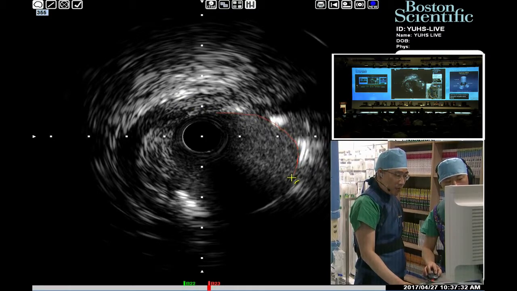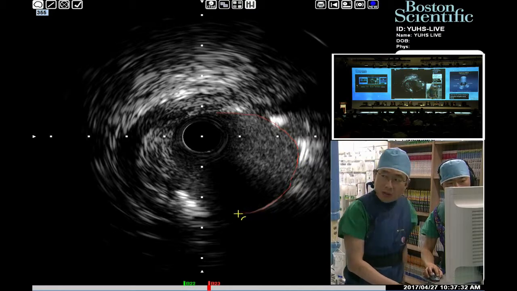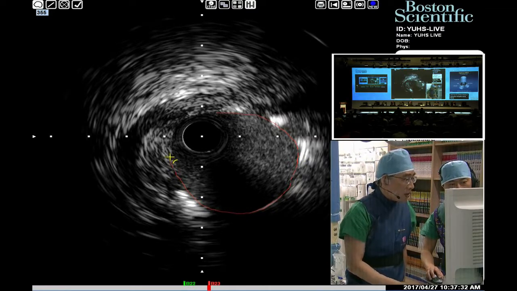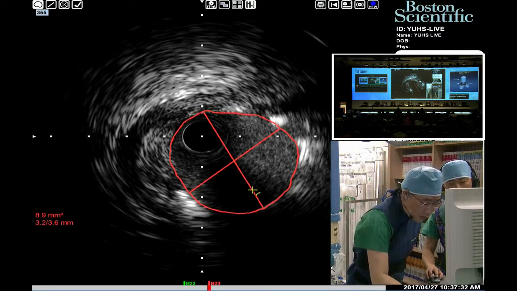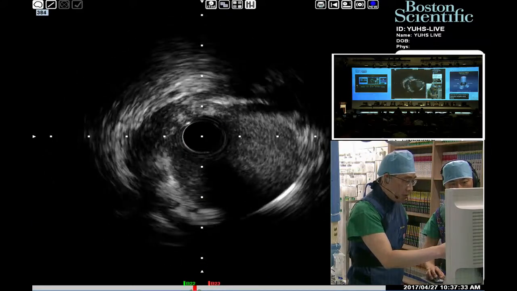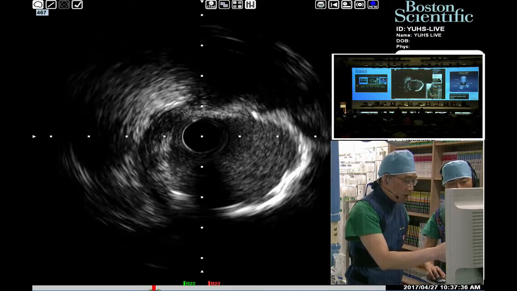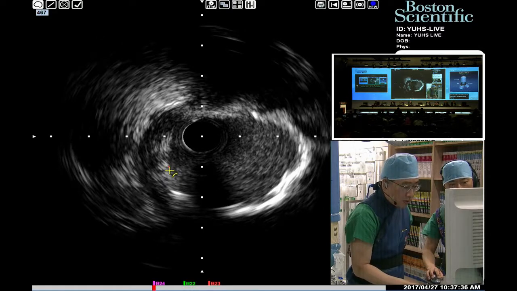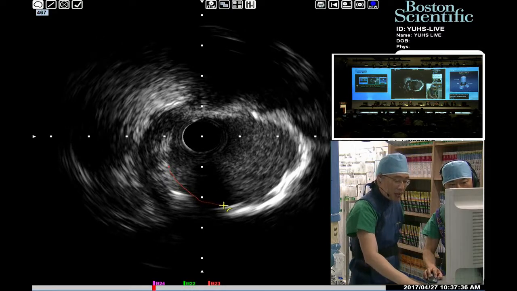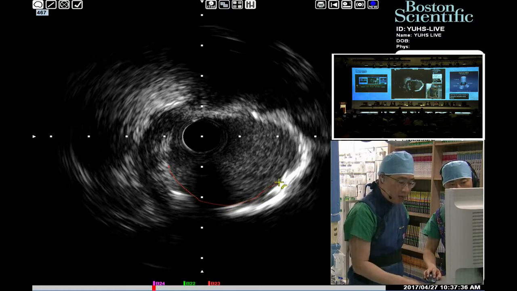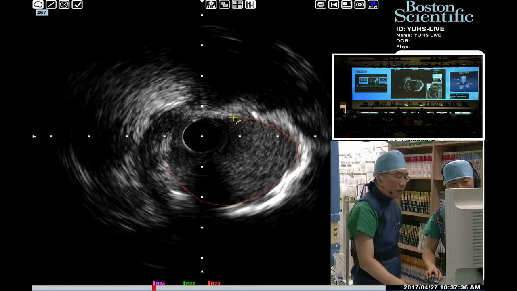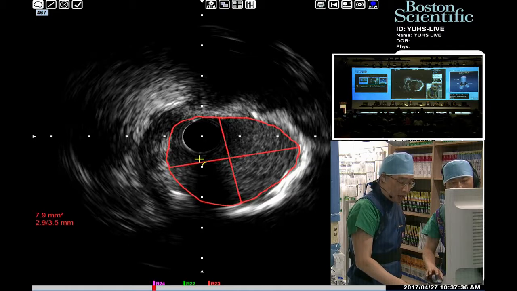Oh, okay. Professor Kim, show them the area. Yeah, I'm measuring the area right now. Actually, we did a 4.0 non-compliant balloon for the left main. So the stent area at the LAD and left circumflex bifurcation increased from 8.3 to 8.9. Also, the proximal left main.